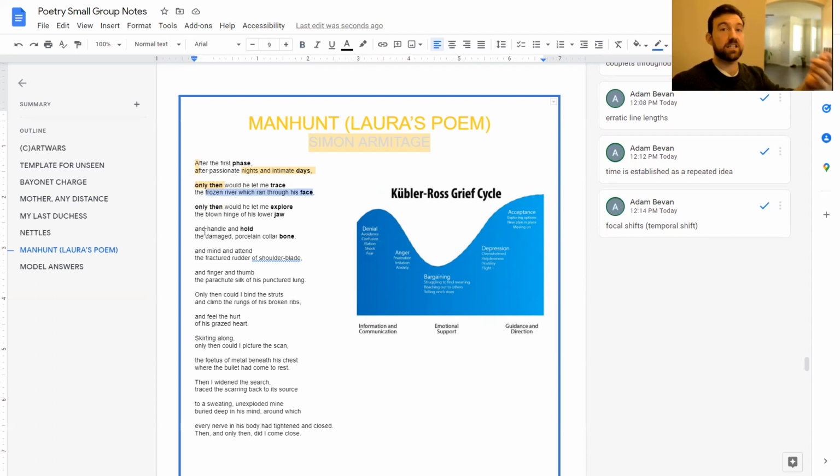But this is then a setup of another theme. So we've got the theme of time, and then we've also got the theme of the body, right? So we've got his face, then we've got his jaw, then we've got his collarbone, then we've got his shoulder blade. It's like an anatomy test. I'm just touching different bits of body. So shoulder blade, then his punctured lung, then his broken ribs, then his grazed heart. Yeah. And what you notice, so this is clearly a theme. It's a repeated idea of the body, the face, the jaw, the collarbone, and so on, right?